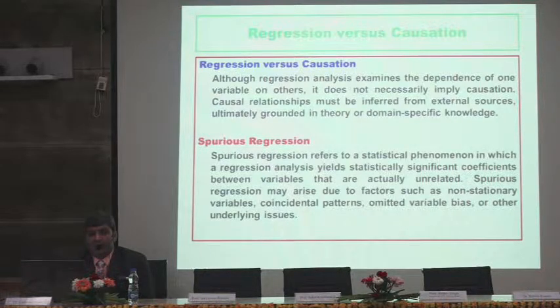So, the variables for the estimation model we select from economic theory. The variables included in the model should be supported by theory. Therefore, we can avoid spurious regression. Spurious regression may arise due to factors such as non-stationary variables, coincidental patterns, omitted variable bias, and other underlying issues. We use regression and based on regression we claim the causal relationship. But such a causal relationship must be supported by theory.